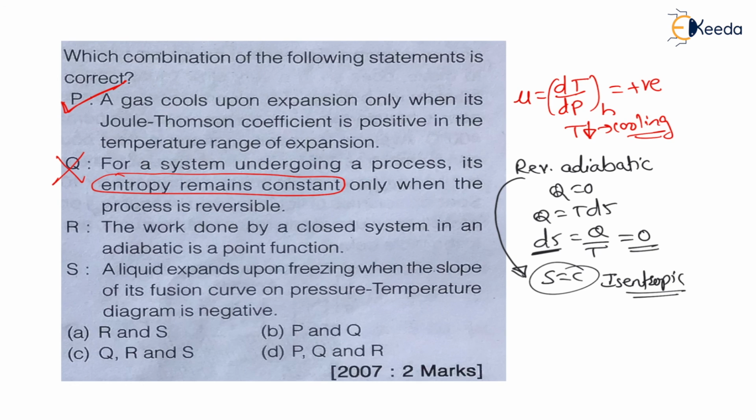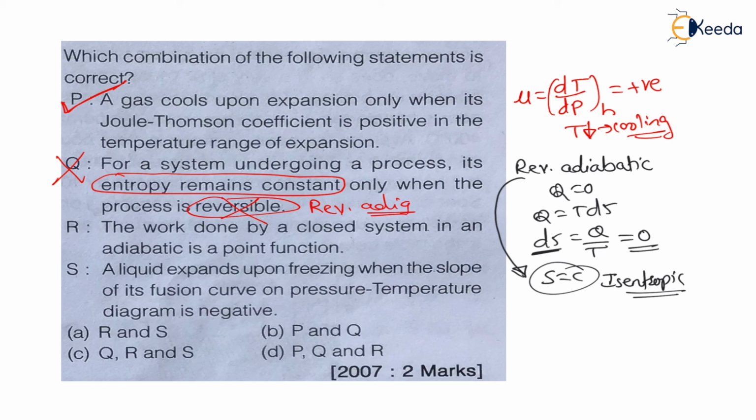but my dear students, for other reversible processes entropy changes. Such as a reversible constant pressure process, there will be an entropy change. For a reversible isothermal process there will be an entropy change. For a reversible constant volume process there will be an entropy change, right? For all the rest of the reversible processes entropy changes, but only for a reversible adiabatic process entropy is constant. And in this option they are saying, for the system undergoing a process its entropy remains constant only when the process is reversible, which is absolutely wrong. If they had mentioned reversible adiabatic process, then the statement would be correct, right? Only reversible is not a correct statement, right?